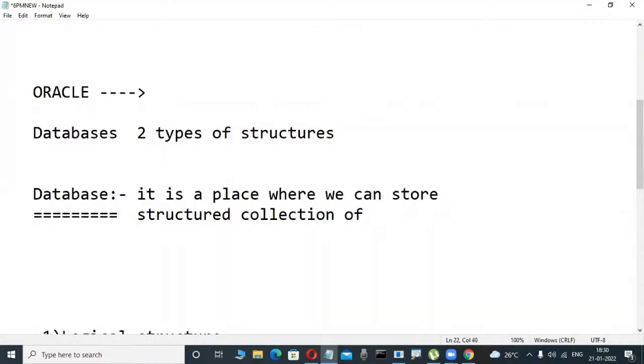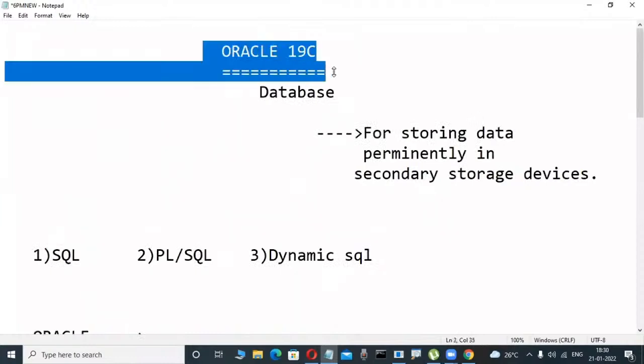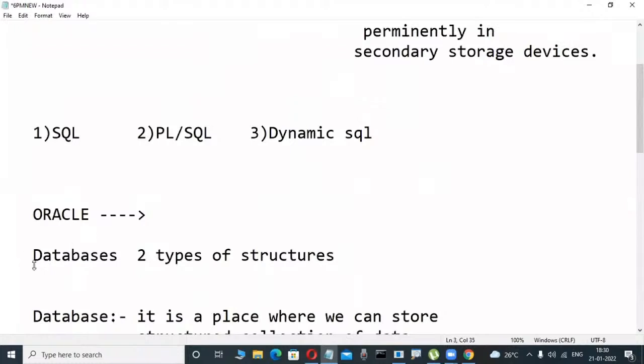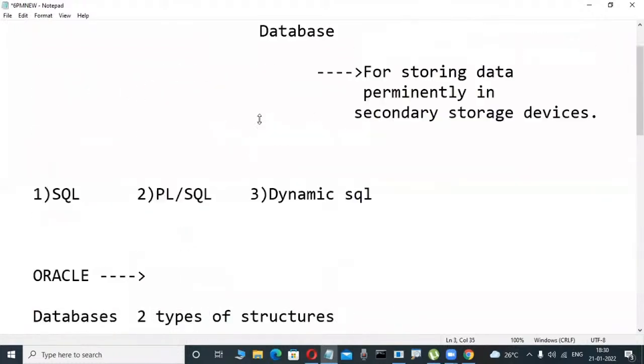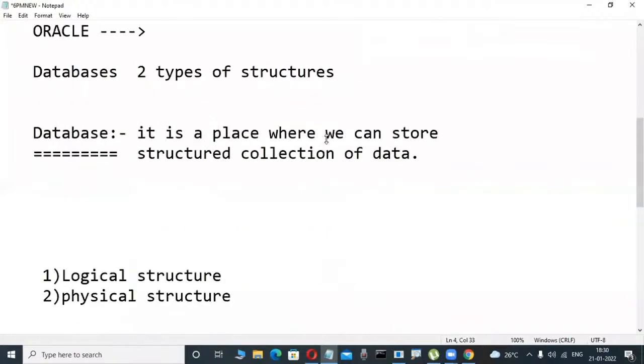What is information? What is DBMS? That is later. A database is a structured collection of data. Observe here. Whenever we are installing Oracle or any relational database software, some place is automatically reserved in the hard disk. In that place we can store a structured collection of data.